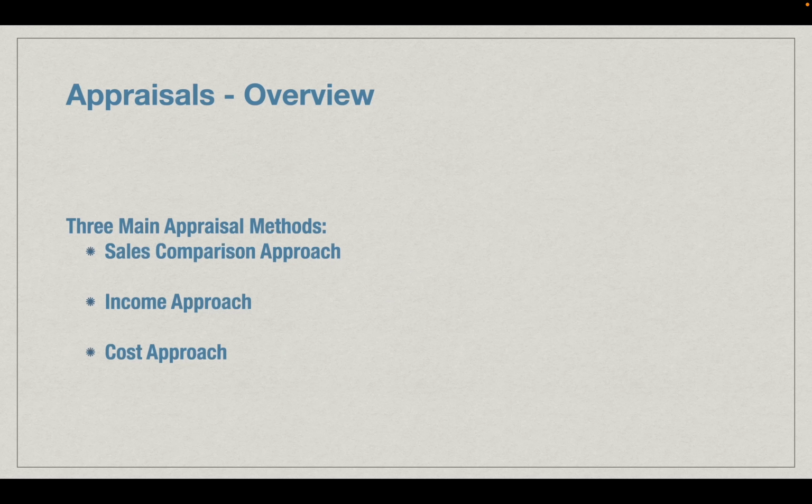Slide 1, Appraisals Overview. Alright, let's dive into appraisals. An appraisal is basically an expert's estimate of how much a property is worth. There are three main methods appraisers use to figure this out: the sales comparison approach, the income approach, and the cost approach. Each method has its own way of looking at the property, and sometimes appraisers use more than one to get the most accurate value.